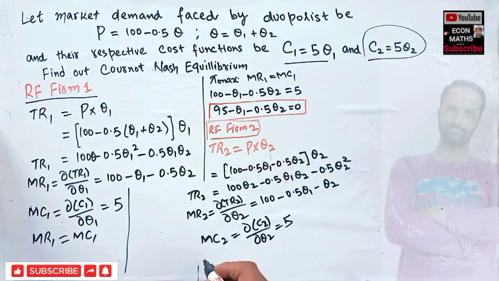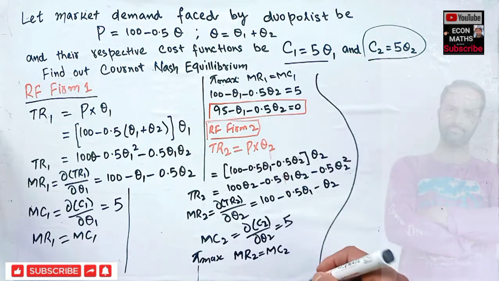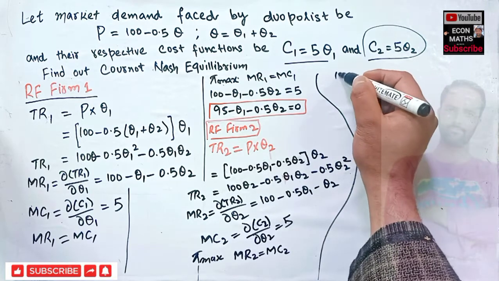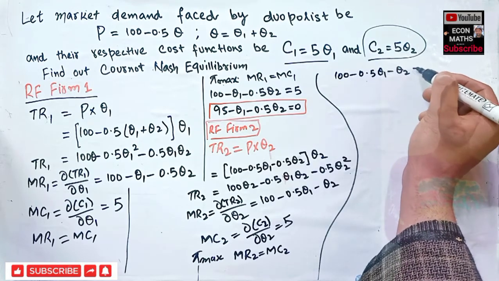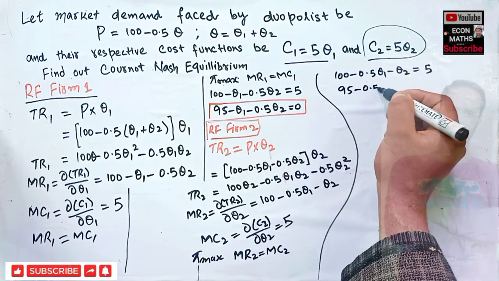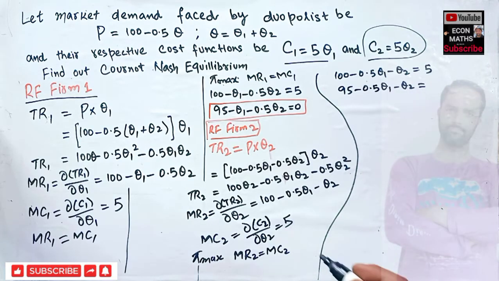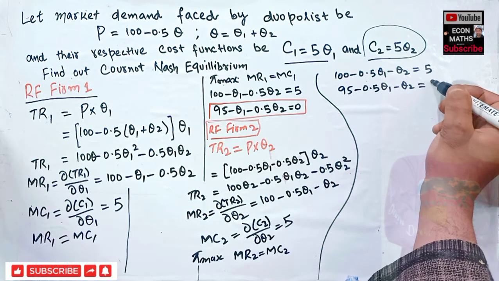Here also profit maximization will require marginal revenue for firm 2 to be equal to marginal cost of firm 2. This is our marginal revenue, so we have 100 minus 0.5 q1 minus q2 is equal to 5, or 95 minus 0.5 q1 minus q2 is equal to 0 here.